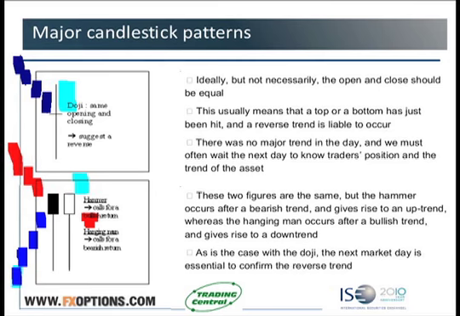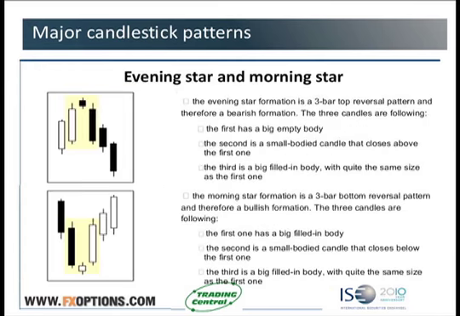The next candlestick patterns I like are the evening star and the morning star. The evening star formation is a 3-bar top reversal pattern and therefore a bearish formation. The three candles are the following. The first has a big empty body, white body or green body, depending on your platform, as I said earlier.